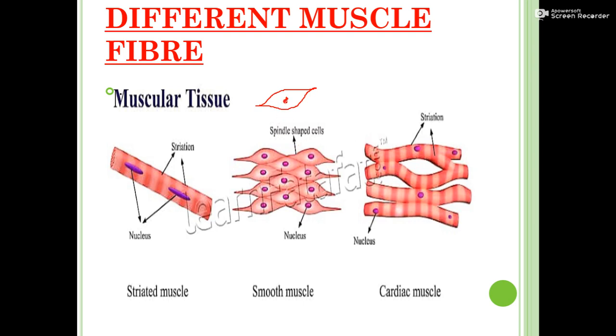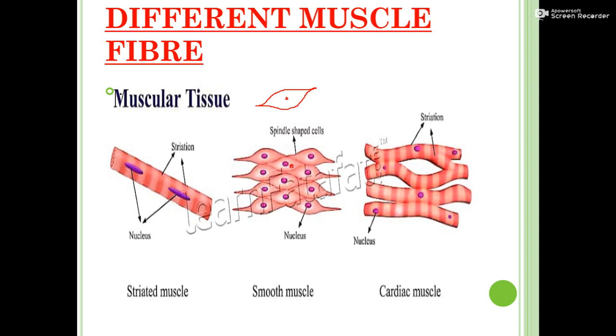They contain only one nucleus, whereas these are multinucleated. Only one nucleus is present here. Another important thing about that kind of muscle is that they appear in the form of sheets. See, a sheet of muscle is formed, connected in this way, not in the form of bundles like that. They appear in the form of sheets.